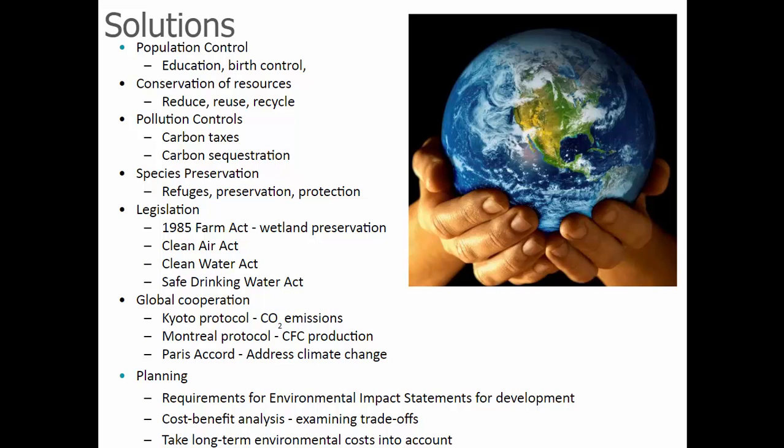So we've talked about a whole bunch of environmental issues. How do we address them? Well, there's a whole variety of ways. So one, population control. The more humans there are on Earth, the more intense all of these environmental issues get. So if we can control our population growth by means of education, by means of birth control, then we are going to help reduce those problems.